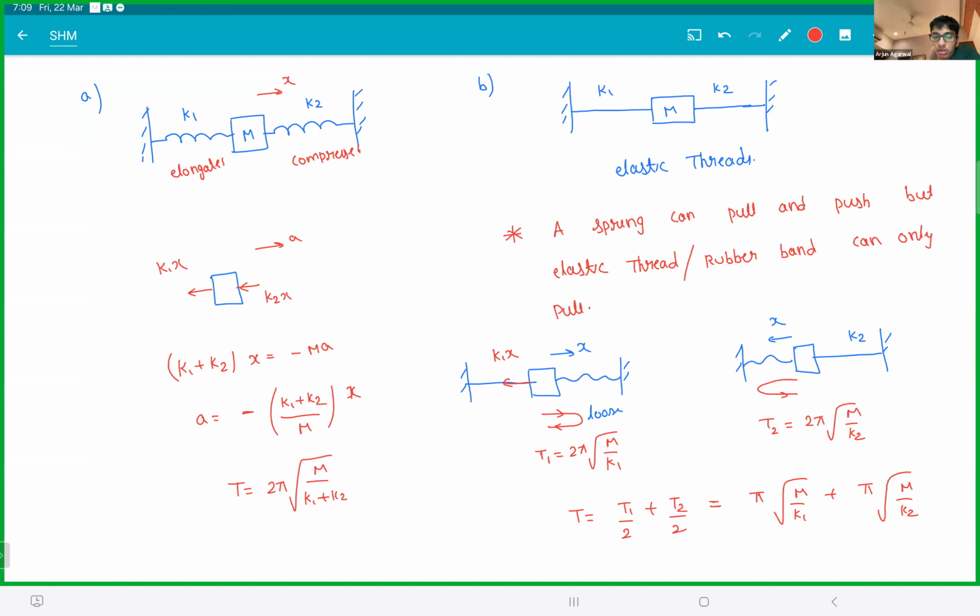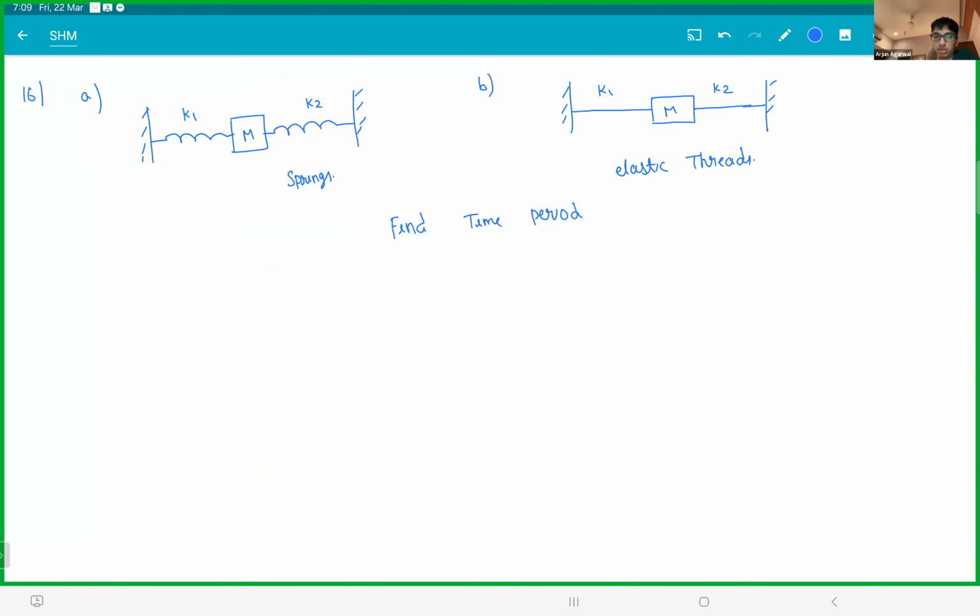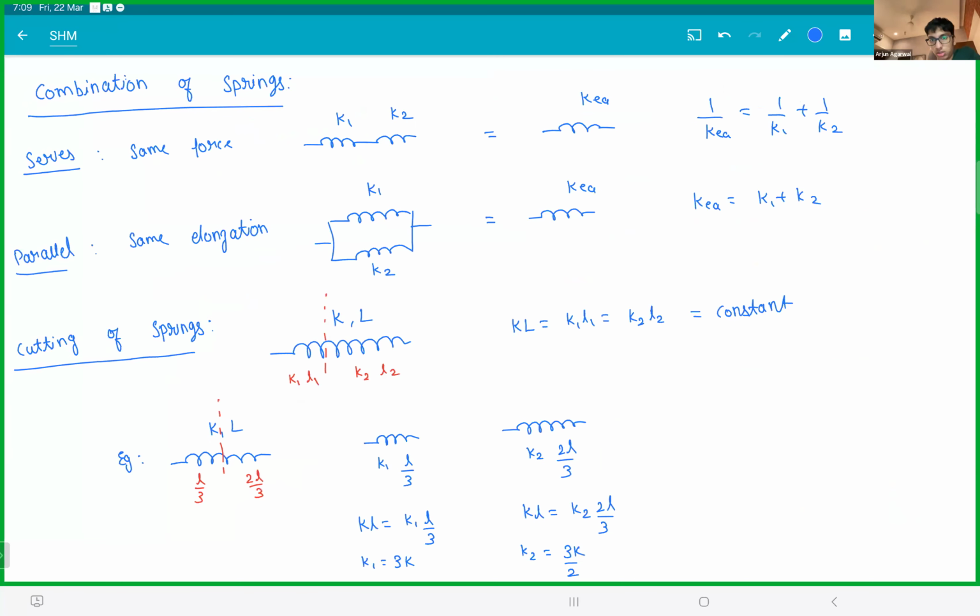Can you say that the springs are in series if their displacement has the same sign? In series, the force should be the same. Okay.